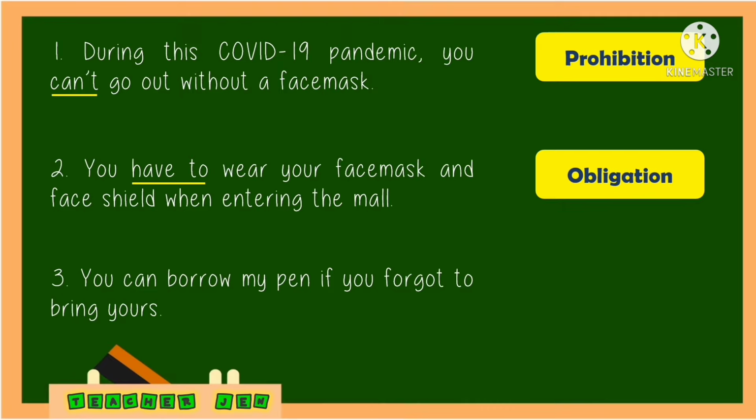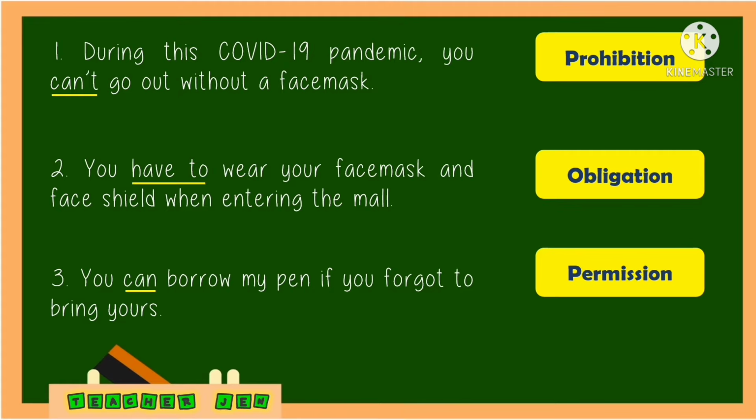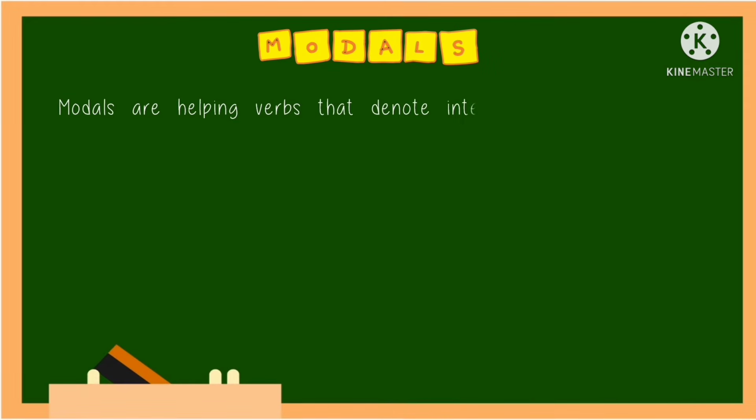Number 3. You can borrow my pen if you forgot to bring yours. What is being expressed in this sentence? It expresses a permission. And what is the word that is being used for it to be called an example of permission? That's correct. It's the word can. The expressions can't, have to, and can are called modals.